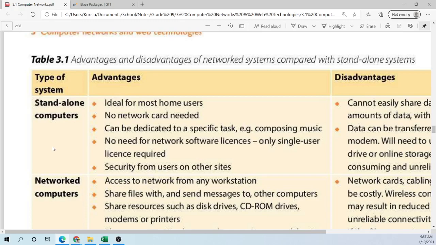Advantages of standalone computers. Ideal for most home users. No network card needed. Can be dedicated to a specific task, for example composing music. No need for network software license. Only single user license required. Security from users on other sites.